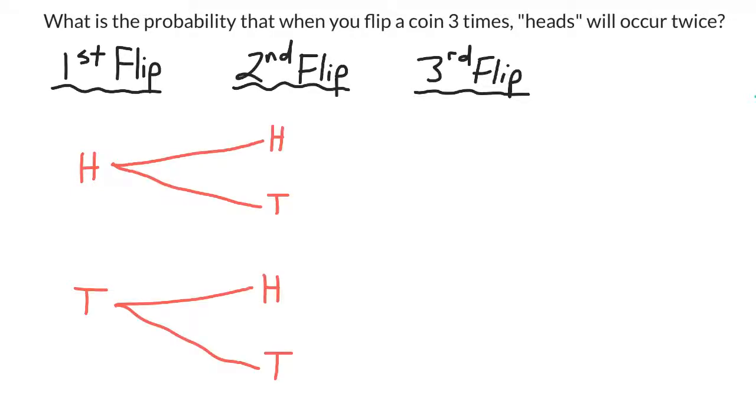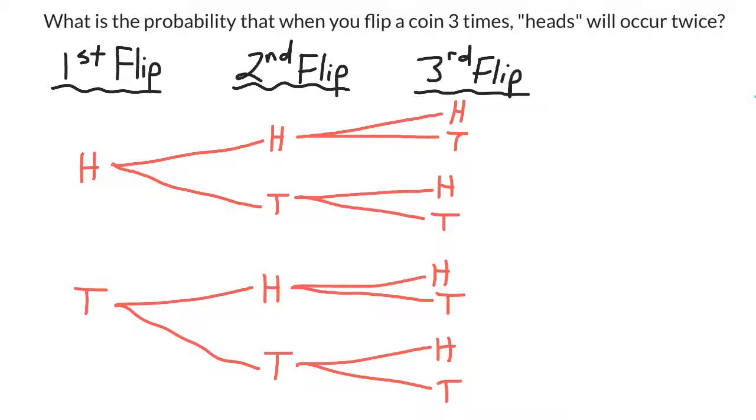And for each of those outcomes, I can have heads or tails for the second flip. And for each of those outcomes, I can have heads or tails for the third flip. So if I want to know the probability of flipping the coin 3 times and getting heads twice, I need to count how many times that happens. Well, let's follow all the different pathways. So we can go heads, heads, heads. That's not 2 heads, so that doesn't work.